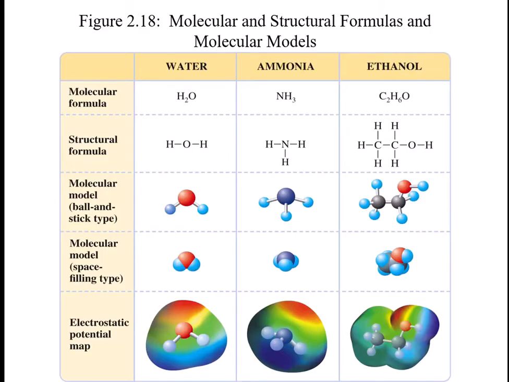So this figure out of the textbook shows you 3 different compounds: water, ammonia, and ethanol. So this is the molecular formula. I have 2 hydrogens and 1 oxygen. I have 1 nitrogen and 3 hydrogens. I have 2 carbons, 6 hydrogens, and 1 oxygen. This is the structural formula.